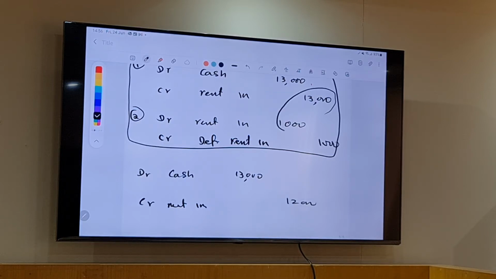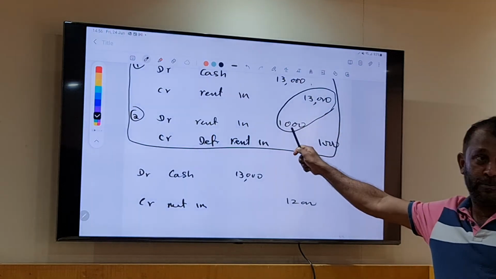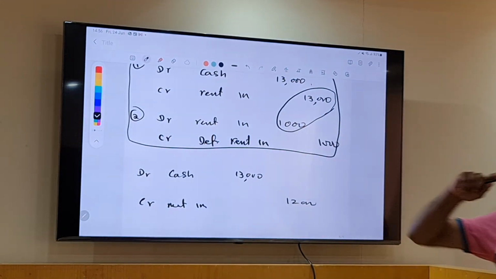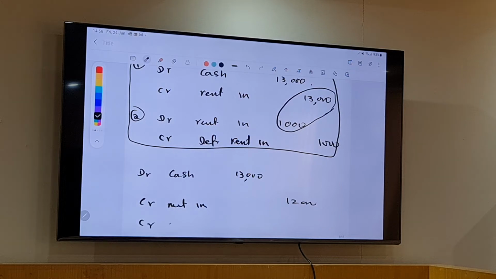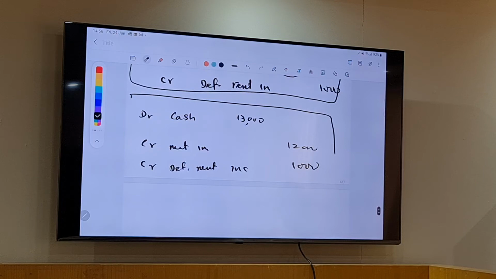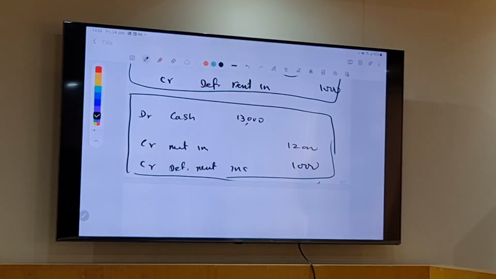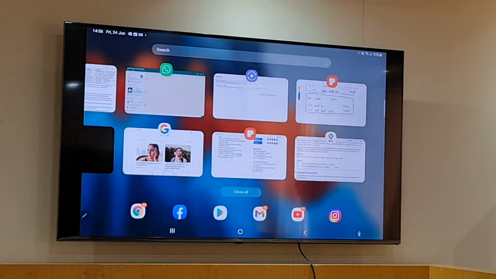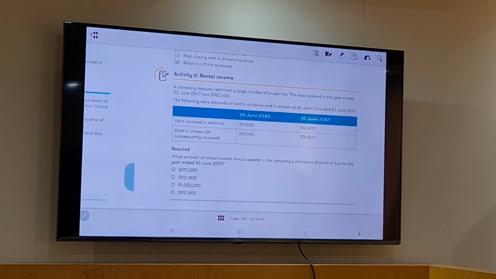This is minus, this is plus. So if you net it off, it will be 12,000, and then credit deferred rent income 1,000. This is the final entry. Clear? Okay, can I proceed? Can you try this question now? If you all give me a correct answer, I will clap.